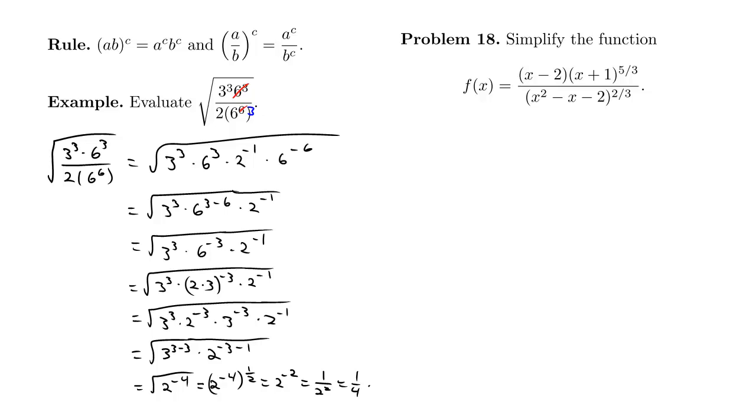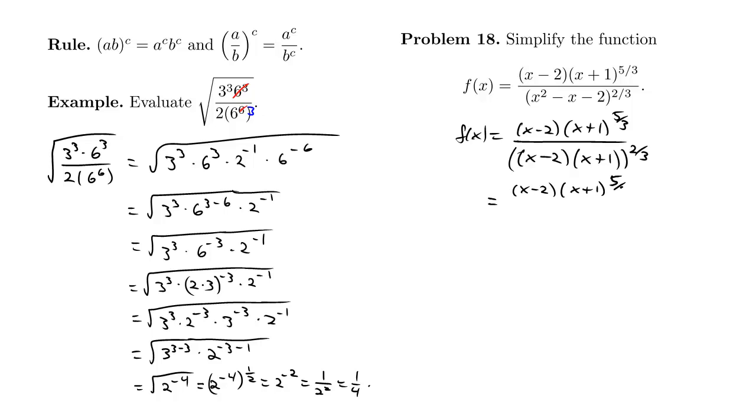Problem 18 asks us to simplify the function f as given by this rational expression. In order to simplify f, we'll factor its denominator and then group similar factors. The denominator of f factors as x minus 2 times x plus 1, and this is all raised to the power of 2 over 3. Using our rule, we can distribute the exponent of 2/3 onto each factor in the denominator.